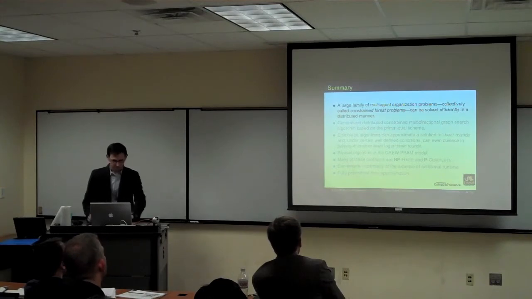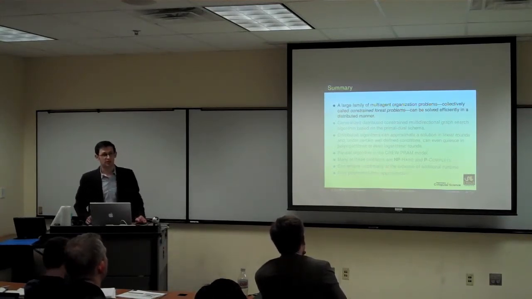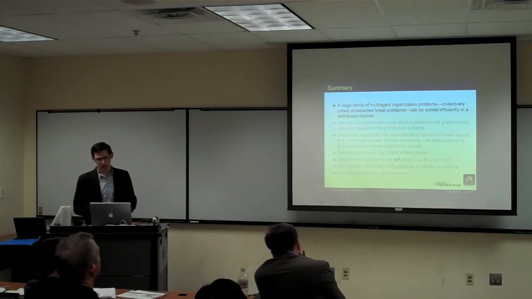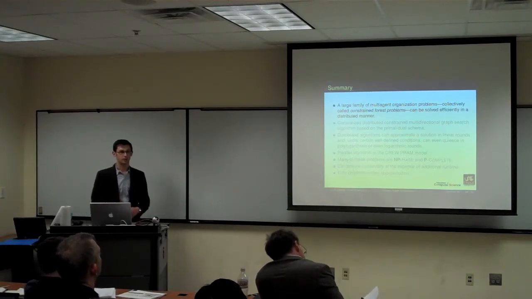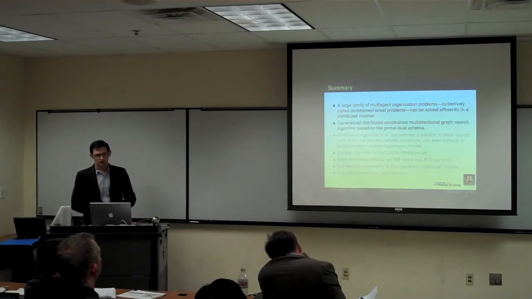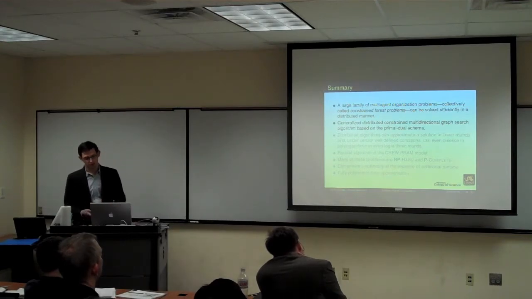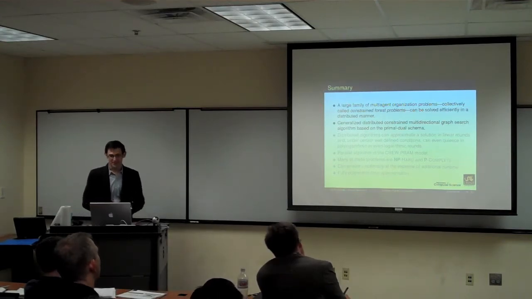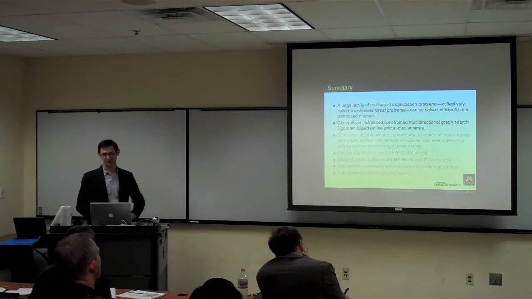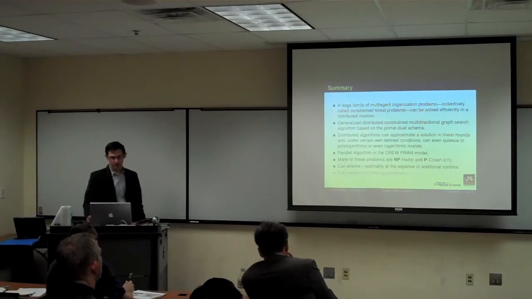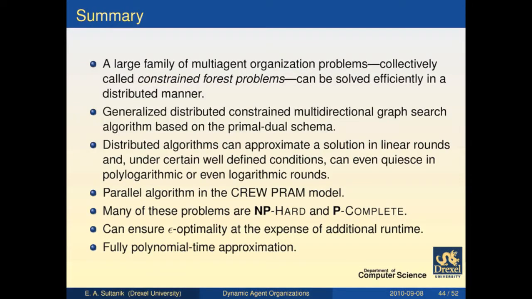So in conclusion, we have identified a large family of multi-agent organization problems, collectively called constraint forest problems, that can be solved efficiently in a distributed manner, or also in a parallel manner. We have generalized this distributed constrained multidirectional graph search algorithm based on the primable schema. And as I mentioned, we have a parallel version of this algorithm too.